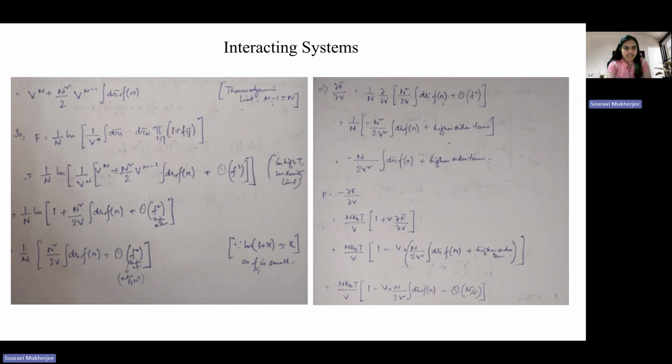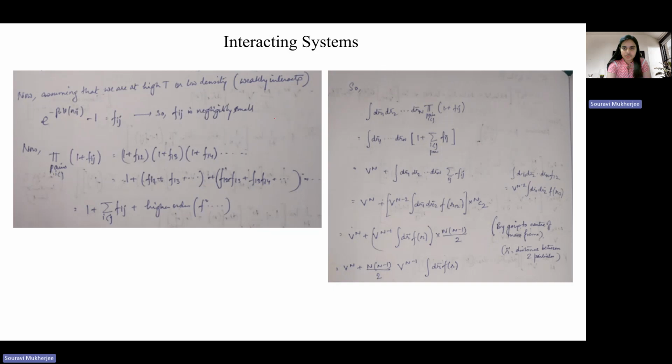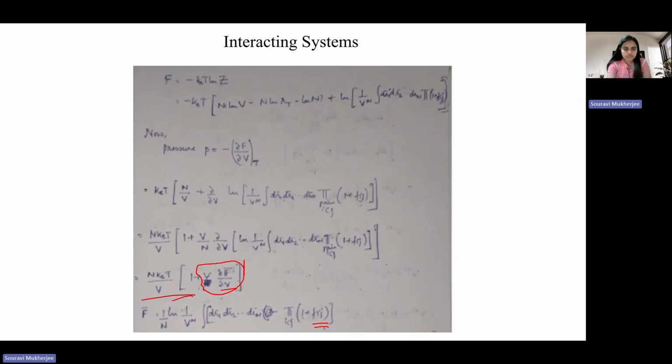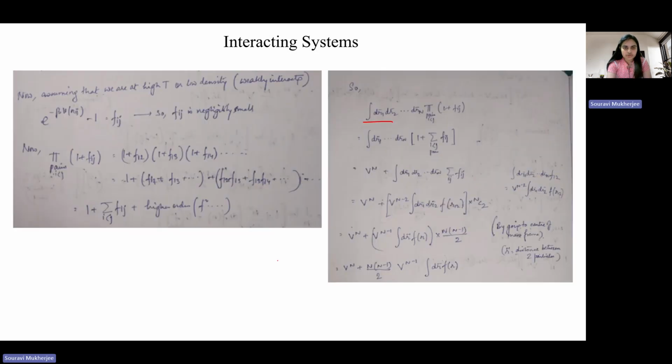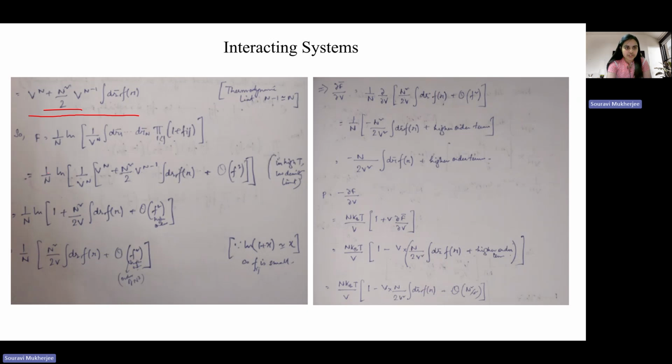So now what you can do is rewrite it as v to the power n plus n squared by 2 v to the power n minus 1 integration of dr f(r). This is still this term here, right? You are just solving for this term. You have to put it in the expression for f or pressure, right? So how do you do it? Basically now you can write an expression for f, which is given by this relation here. You can explicitly put the expression now at this point.